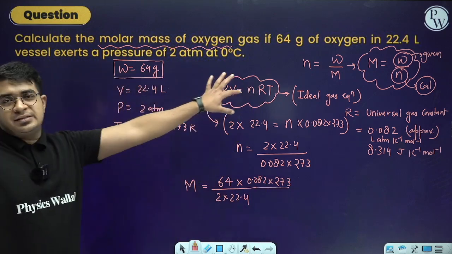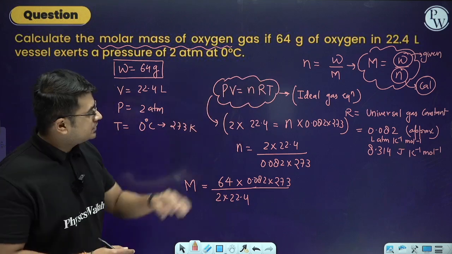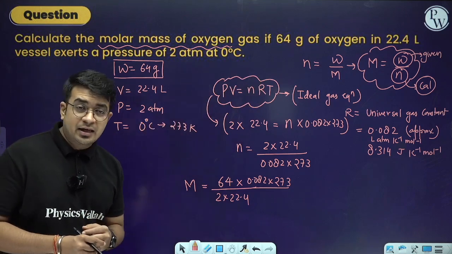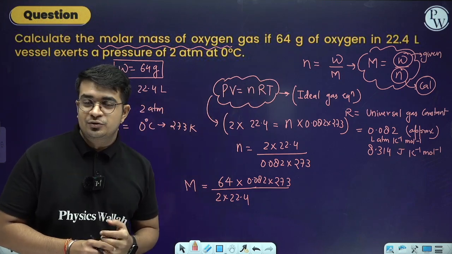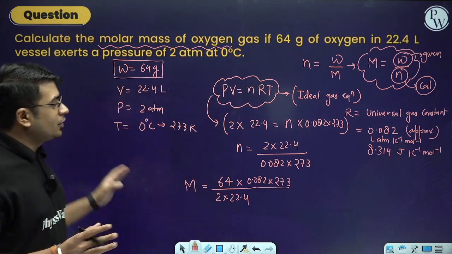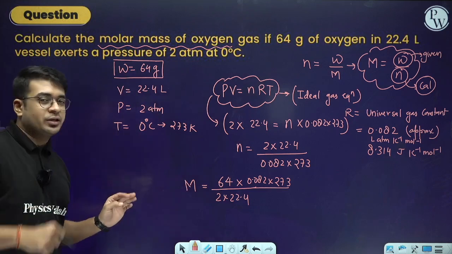The only thing which is extra additive in this question is basically your equation PV is equal to nRT. And you can see that we are using the equation for gases only. Okay, so that's the beauty of this particular question. I hope the entire part is clear. Just let me know the answer in comment box.